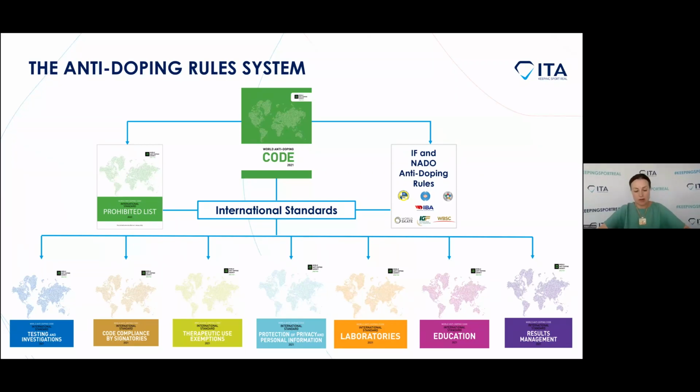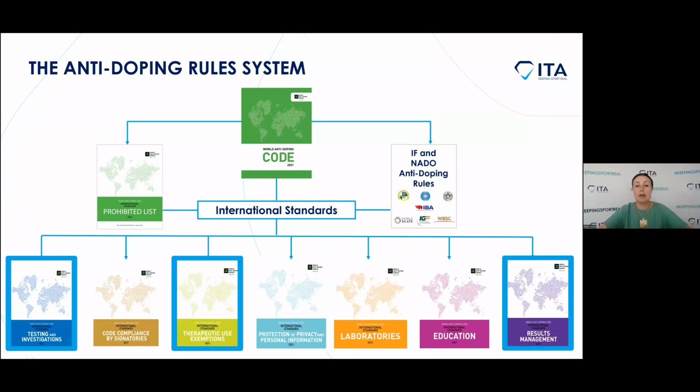Now, while all of these documents serve an important purpose in the anti-doping system, we recommend that athletes and athlete support personnel are particularly familiar with the following. The prohibited list, and this is something that we will cover more during section 3. The International Standard for Therapeutic Use Exemptions, also known as TUEs. The International Standard for Results Management, and the International Standard for Testing and Investigations. We will talk more about some of these standards over the next few weeks. For now, it's just important to be familiar with the terms.